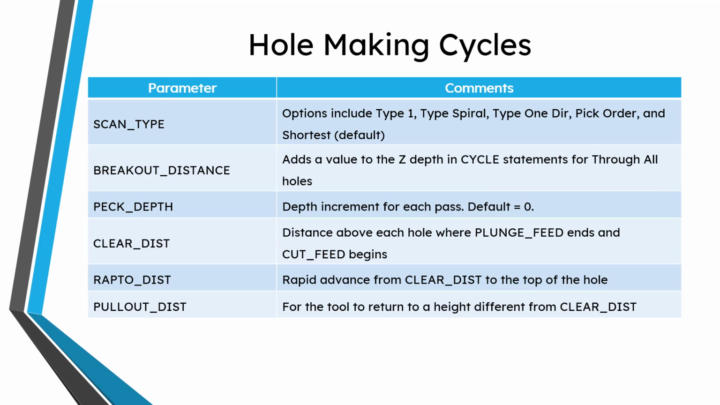You can specify a clear distance where your motion will change from the plunge feed rate to the cut feed rate. There's also a rapid to distance, and that's where it will change to rapid advance to the top of the hole. And you could also specify a pull-out distance if you want the tool to return to a different height than the clear distance. All right, now that we've talked about those few parameters, let's jump back over to Creo Parametric.